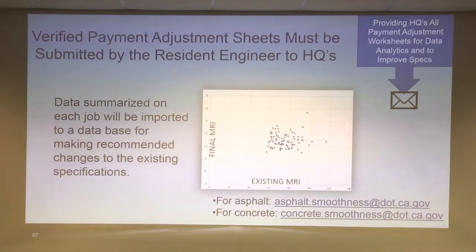So that's what we're looking to do, basically: gather the data that we have from existing jobs, go back, and look at it. We're going to form a group with industry and Caltrans and look at some of the data. So that's basically what we're wanting from your slide.